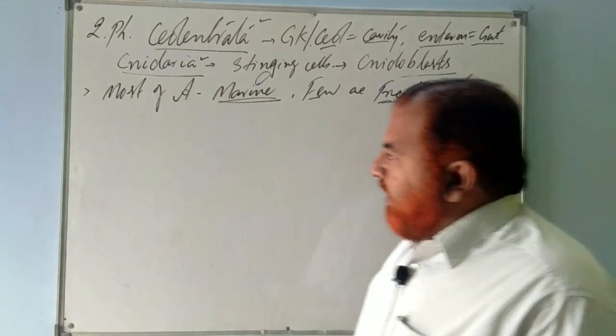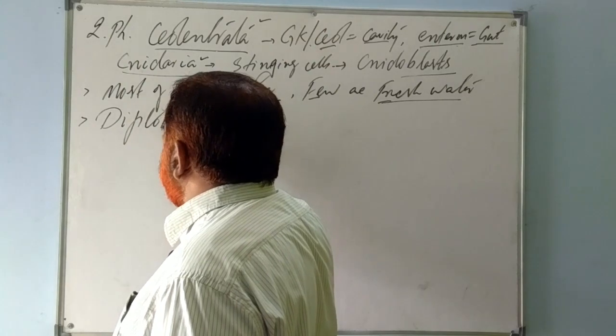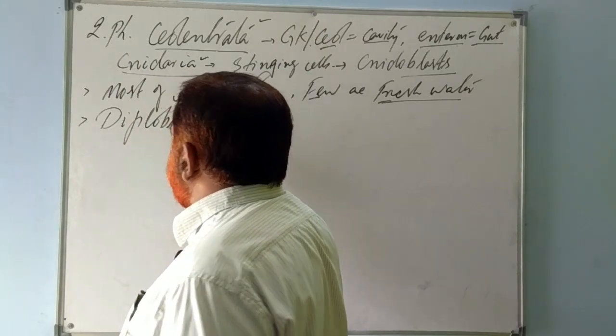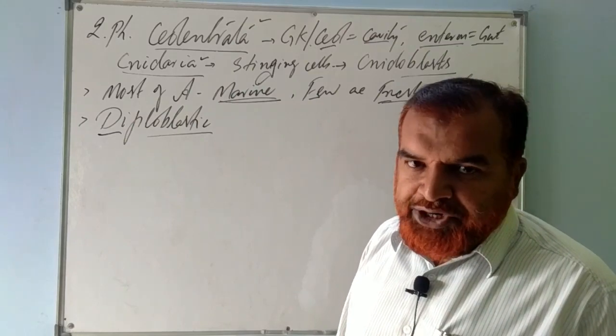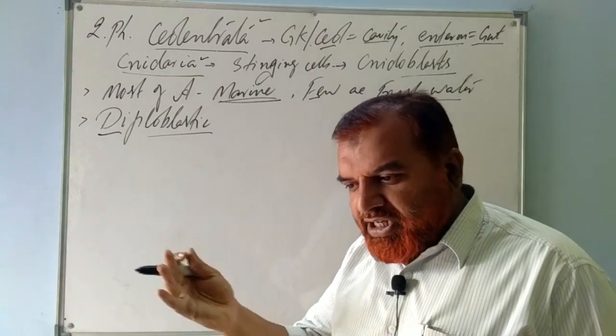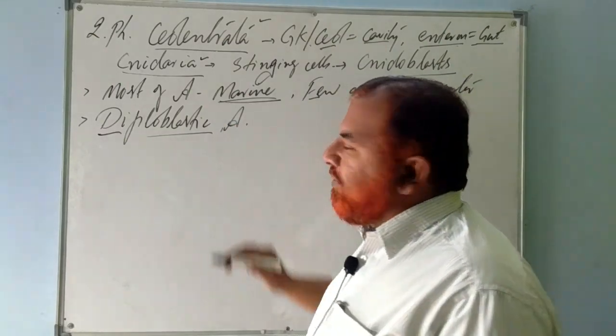Then they are diploblastic animals. What animals? Diploblastic. They have two germ layers, outer ectoderm and inner endoderm. Only two layers. They are diploblastic animals.